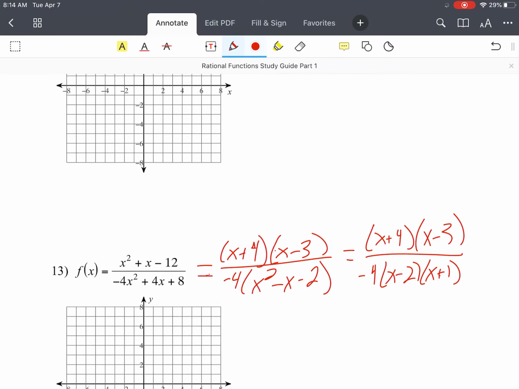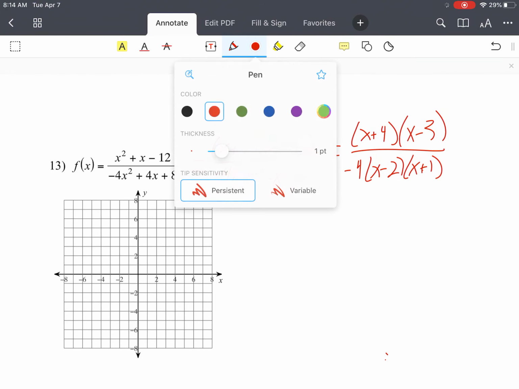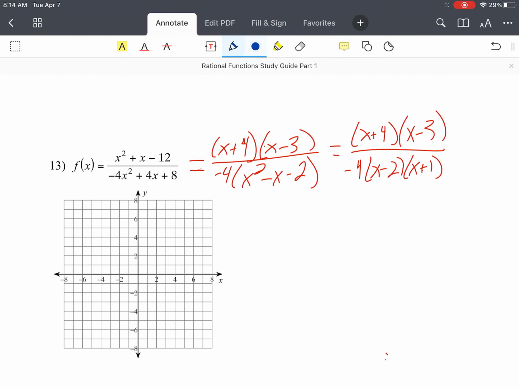All right. So now let's move on to writing all our information down. So let's start with vertical asymptotes. Okay, so on bottom, we've got to see what makes the bottom 0 after we cancel everything out. And that's x equals 2 and x equals negative 1.